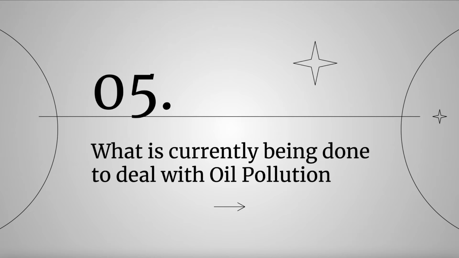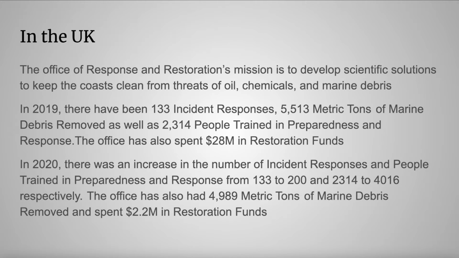So, what is currently being done to deal with oil pollution right now? In the UK, the Office of Response and Restoration's mission is to develop scientific solutions to keep the coast clean from threats of oil, chemicals, and marine debris. In 2019, there were 133 incident responses, 5,513 metric tons of marine debris removed, as well as 2,314 people trained in preparedness and response. The office has also spent 28 million in restoration funds.